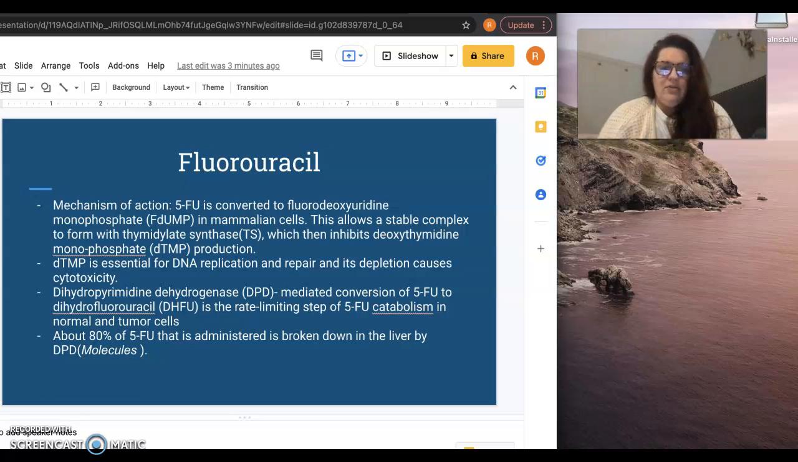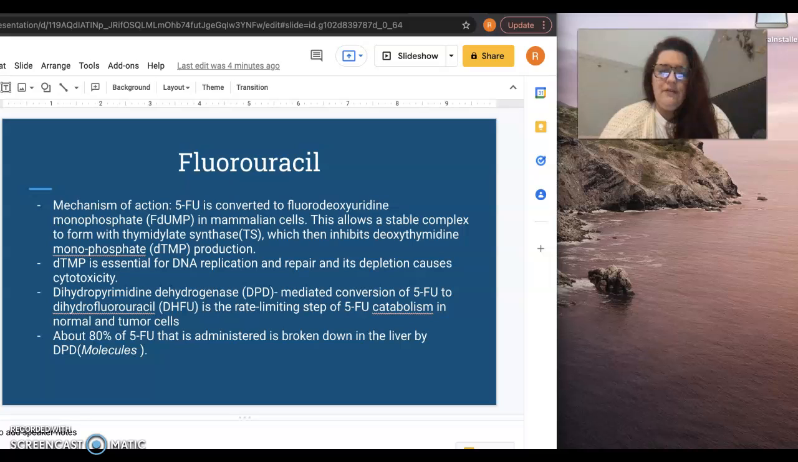The mechanism of action for 5-FU is that 5-FU is converted to fluorodeoxyuridine monophosphate in mammalian cells. This allows a stable complex to form with thymidylate synthase, which then inhibits deoxythymidine monophosphate production. The dTMP is essential for DNA replication and repair, and the depletion of this causes cytotoxicity in a cell.